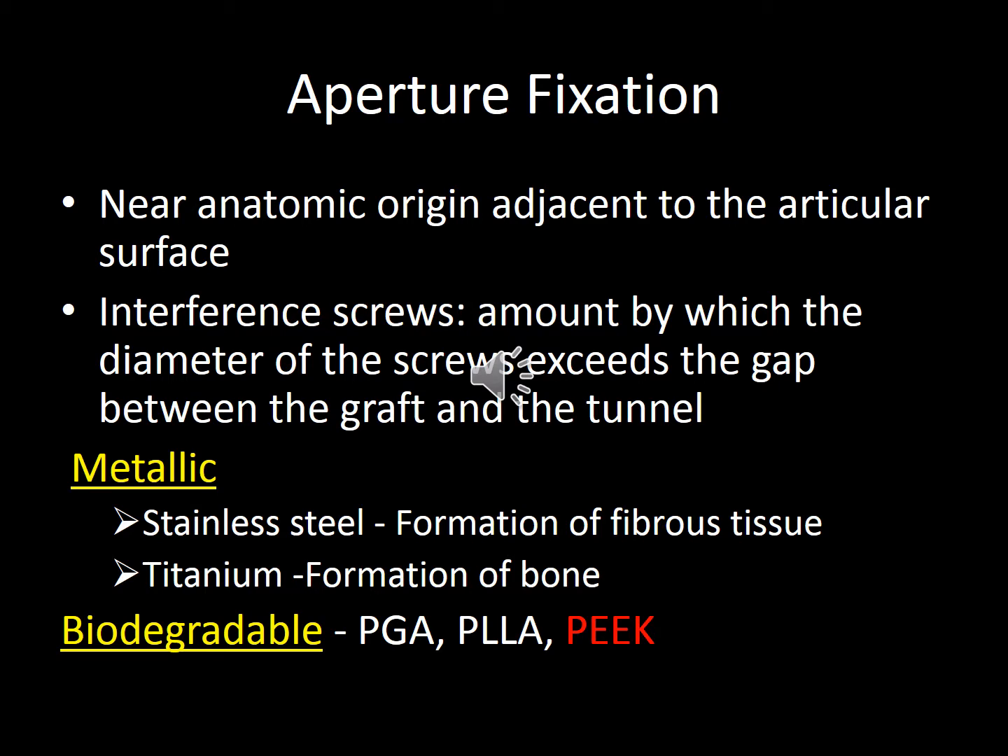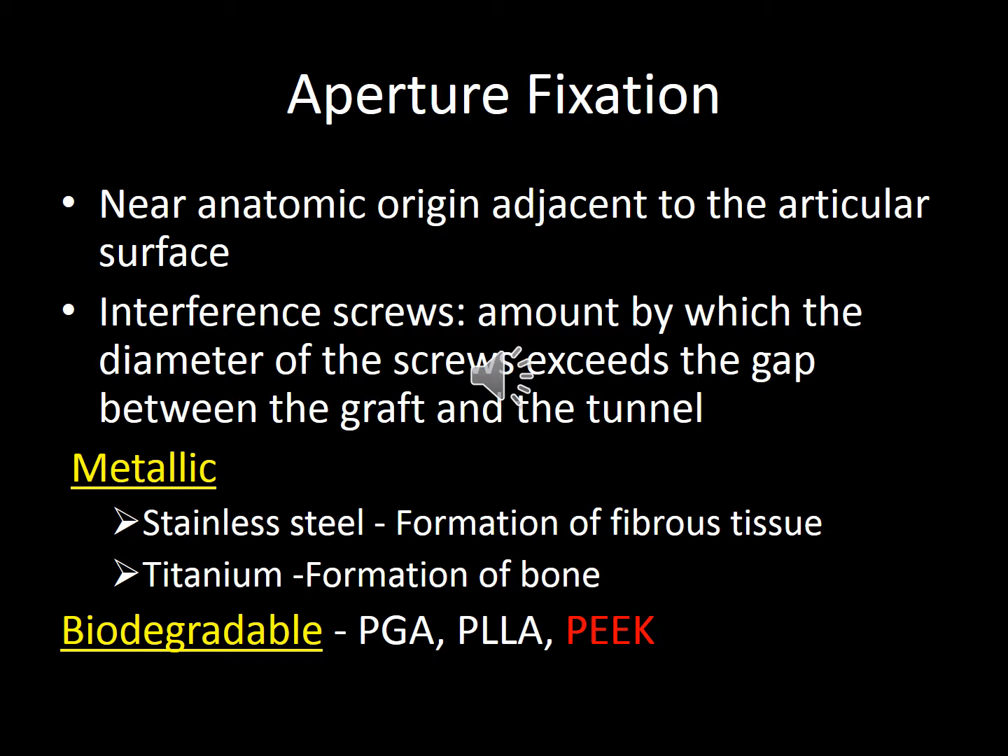What is aperture fixation? It is fixation done near the anatomic origin adjacent to the articular surface. Interference screws are widely used in this type of fixation. What is interference? It is the amount by which the diameter of the screw exceeds the gap between the graft and the tunnel. There are metallic and biodegradable interference screws. Titanium is preferred over stainless steel implants as there is formation of bone over the titanium implants while there is formation of fibrous tissue over stainless steel implants.